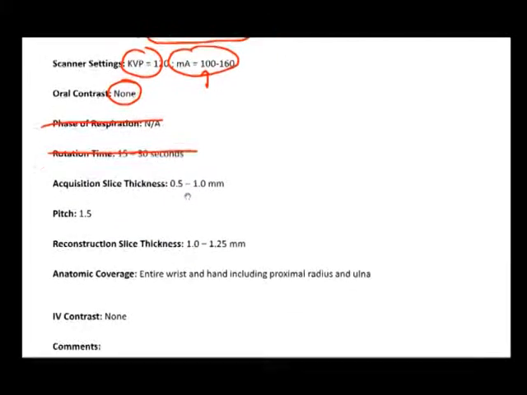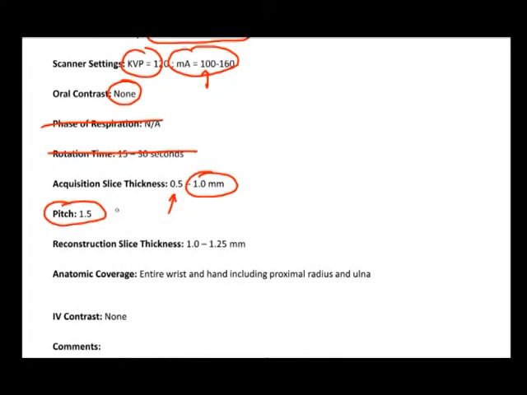The acquisition slice thickness is something that we do need to consider, and we need to go potentially with as low of settings that our scanner will allow us to utilize. For some it's 0.5, for others it's 0.6, but no more than 1 millimeter, simply because we're dealing with very, very small anatomy.